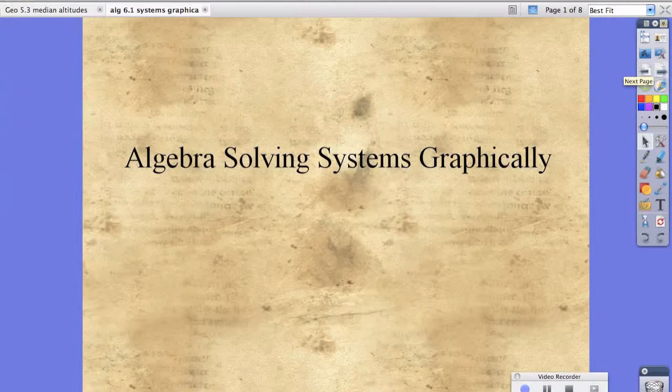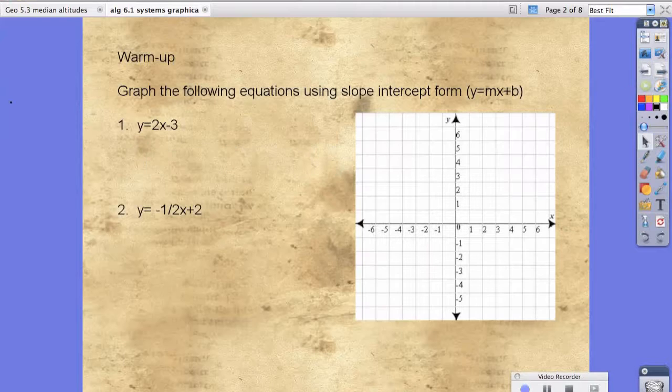Hello students, today in your algebra class we're going to be working on solving systems of equations graphically. Now just as a quick refresher, let's look at a couple quick warm-up problems. In this instance, all we're being asked is to graph each equation.